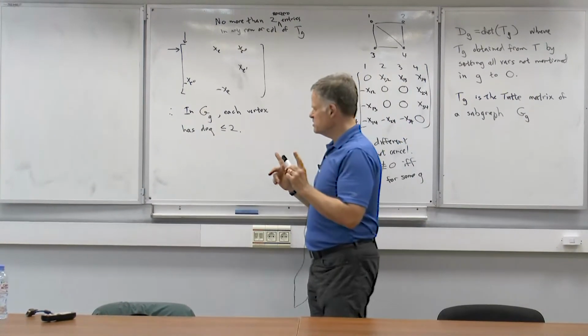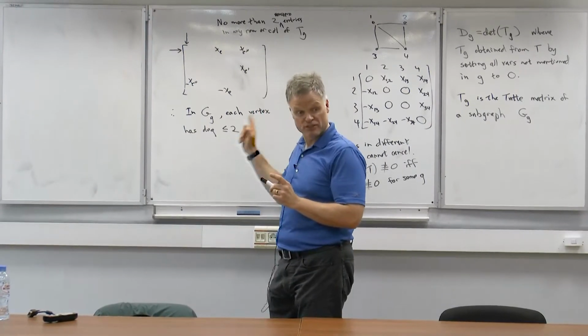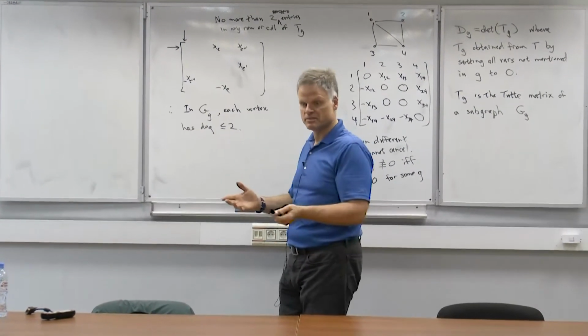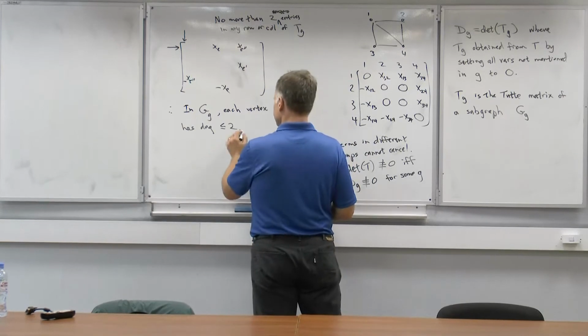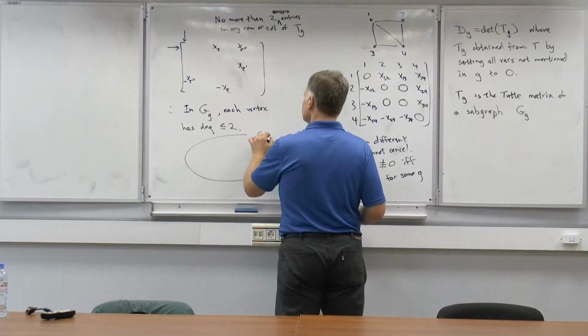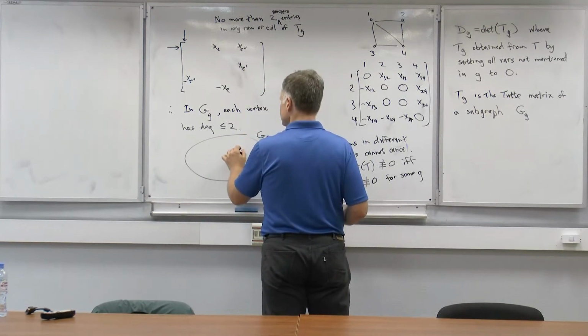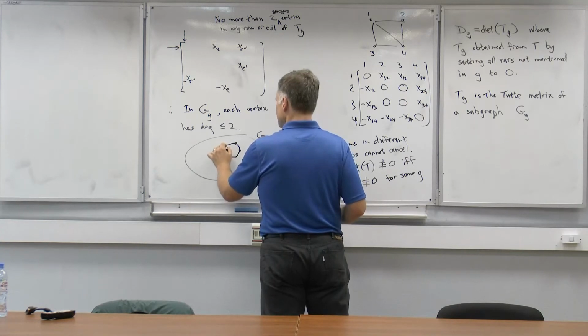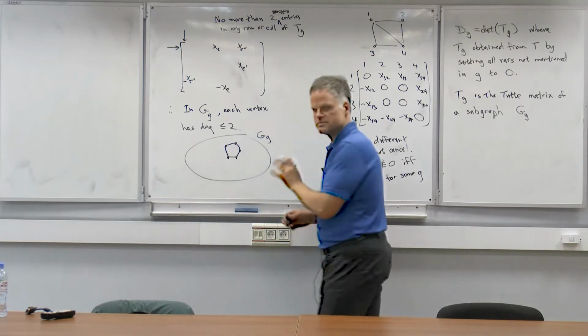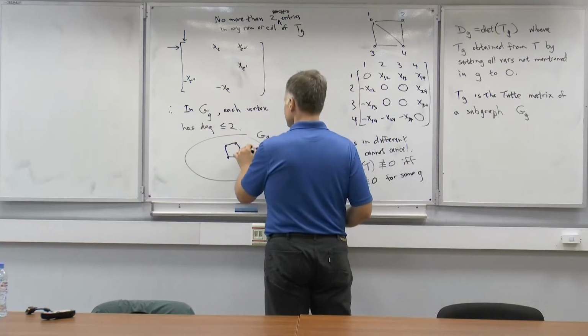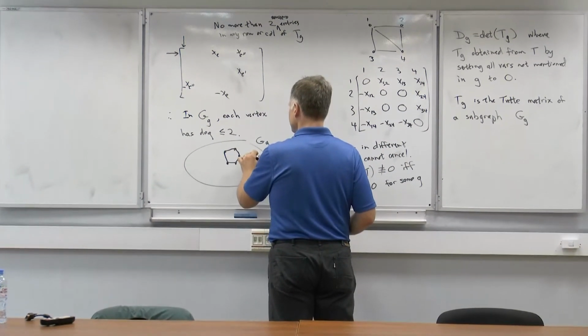So here's what G looks like. You may have cycles. So here's G sub G. So you've got cycles like that. And they could be even or odd cycles. So there's an odd cycle. Here's an even cycle.